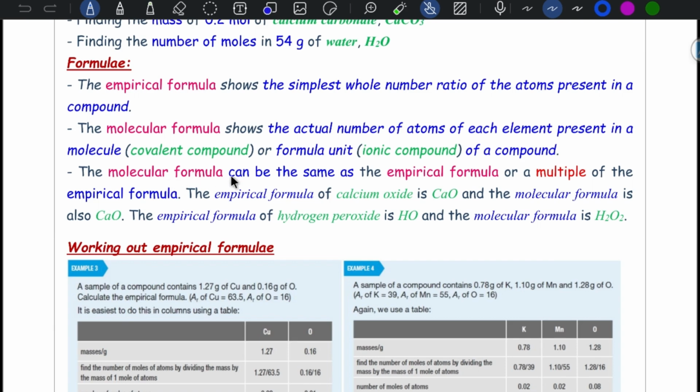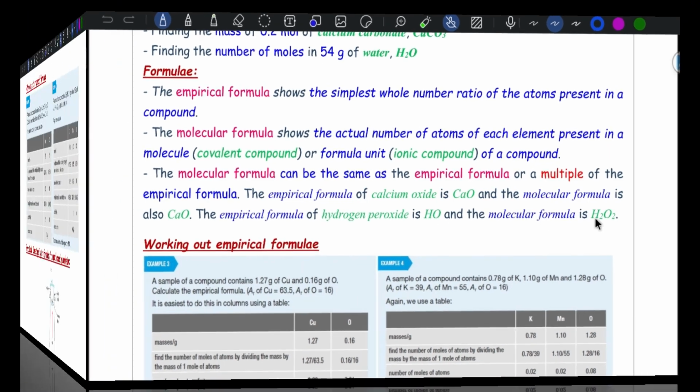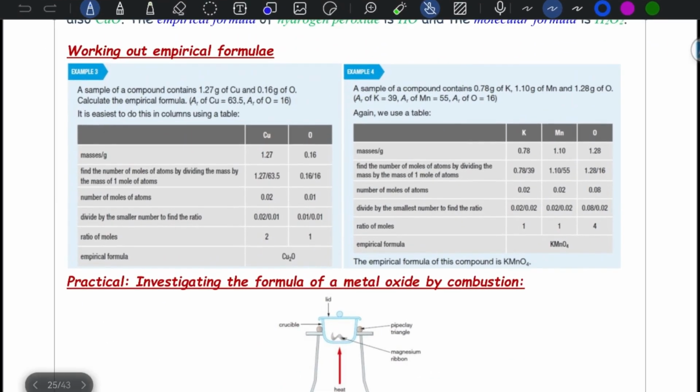The molecular formula can be the same as the empirical formula, or even a multiple of the empirical formula. The empirical formula of calcium oxide is CaO, and the molecular formula is also CaO. The empirical formula of hydrogen peroxide is HO, while the molecular formula is H2O2. Let's talk about working out empirical formulae.